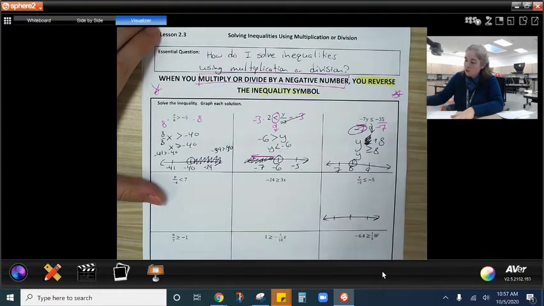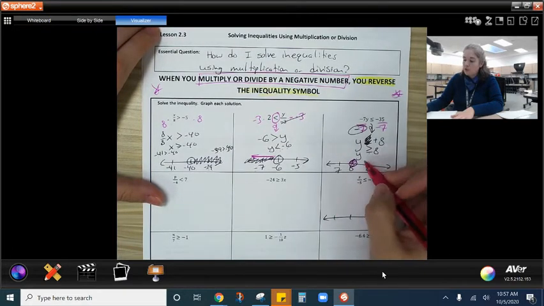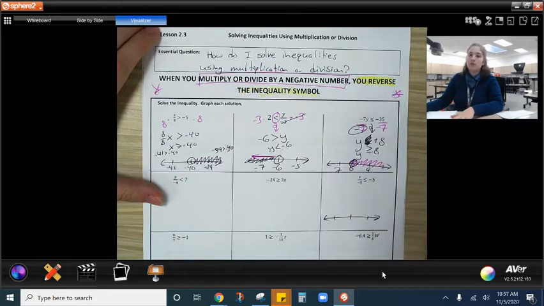We always start with an open circle. It's got an equal to, so we fill it in. And we are shading to the right in this case. We want to be to the greater side.